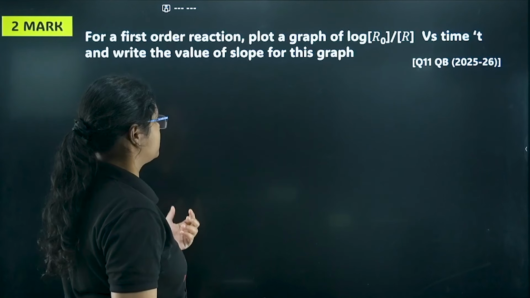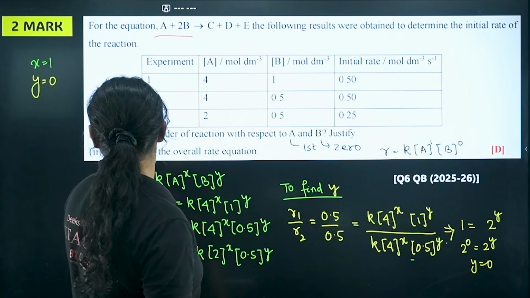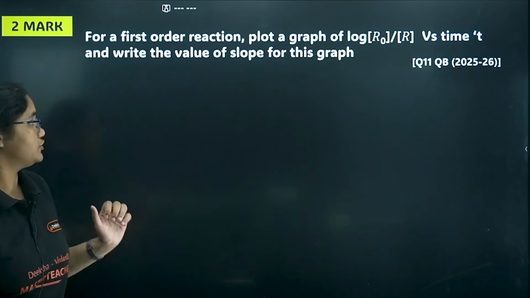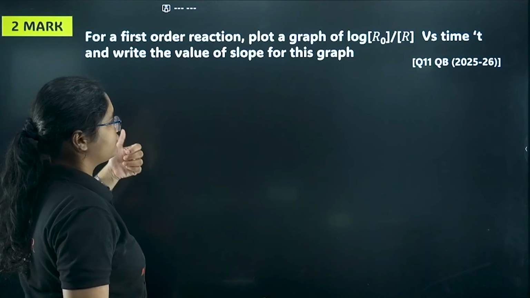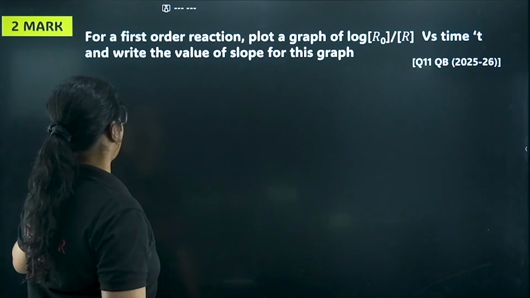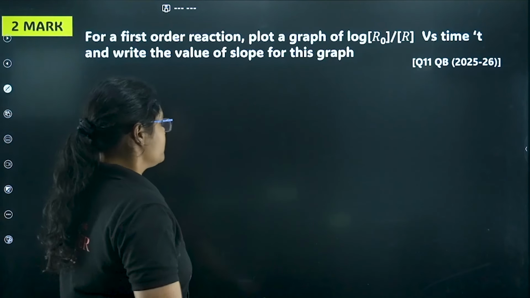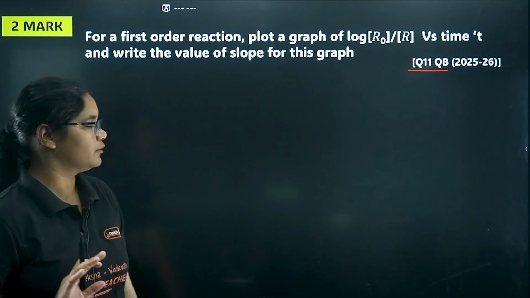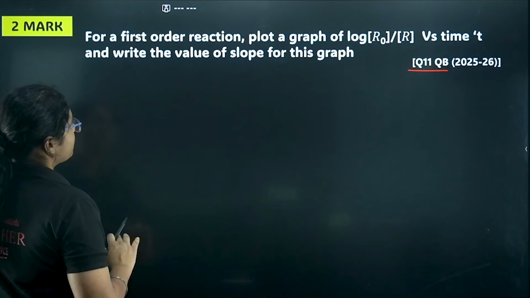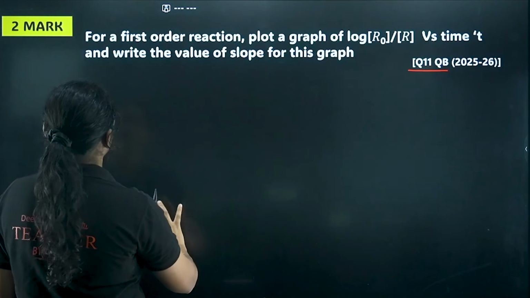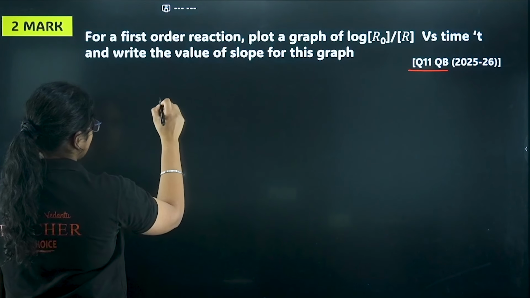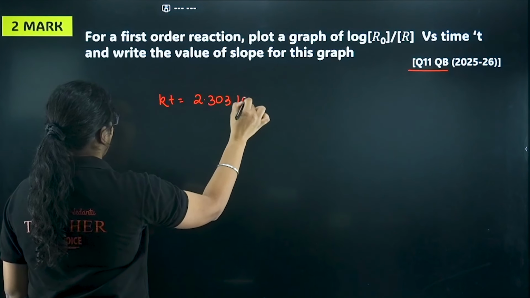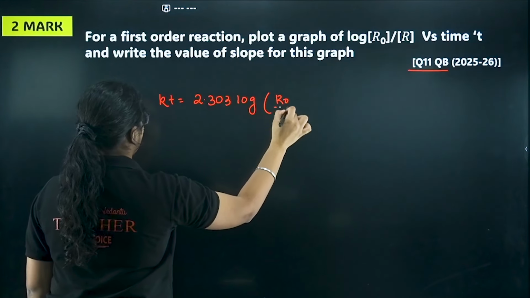For a first order reaction, plot the graph of, so 1 second. Okay, question bank, right? So I'm just discussing questions from your 2 marker section. So for a first order reaction, plot the graph of log r0 by r versus time and write the value of slope for this graph. So this question is there in question number 11 of question bank 2 marker section. Okay, so let's write down the equation first. What is our equation? Kt is equal to 2.303 log of r0 by r, right?